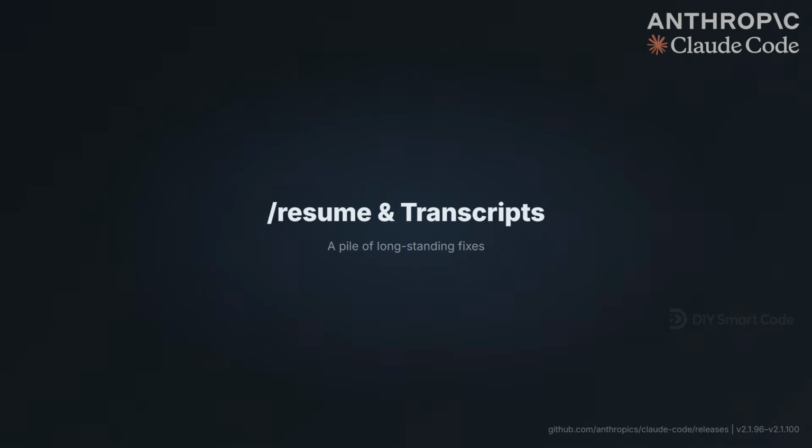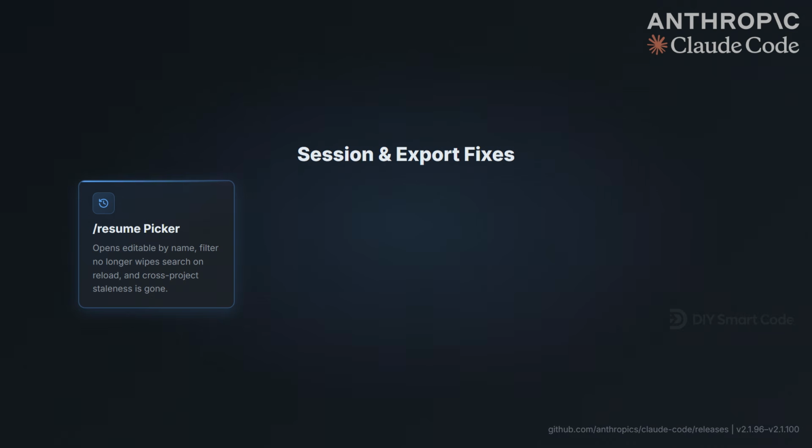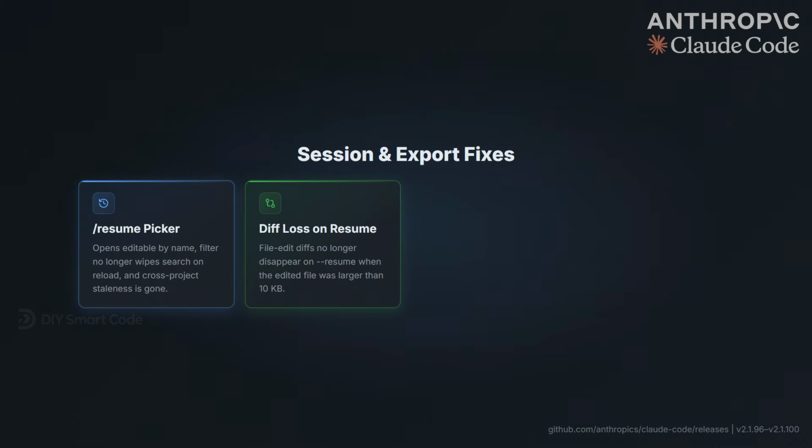The /resume picker got a pile of fixes. Resume by name now opens editable. The filter no longer wipes your search on reload, and cross-project staleness is gone. File edit diffs on resume no longer disappear when the edited file is larger than 10 kilobytes.